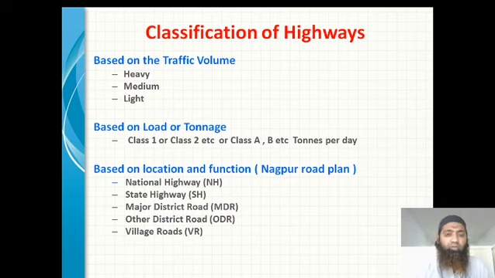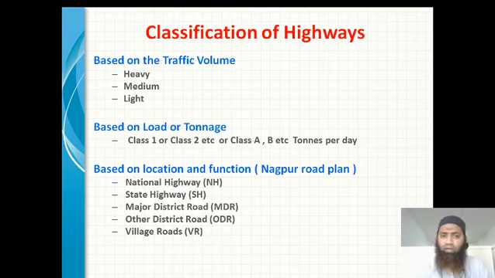Next, let us see based on the traffic volume. Depending on the traffic volume, roads are classified as heavy, medium and light. Whenever a road is being constructed, the basic thing that is seen is the number of vehicles which will be moving over that road. That count is specifically taken for a number of days, and depending on that count it is classified as heavy, medium or light.